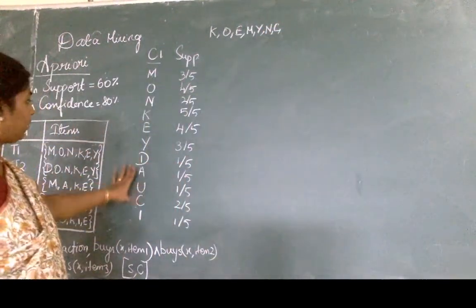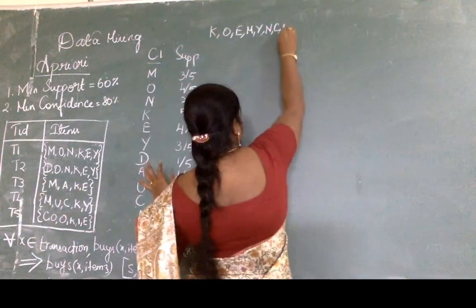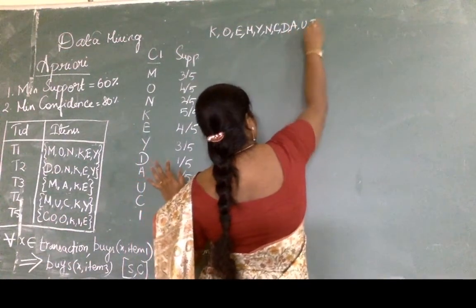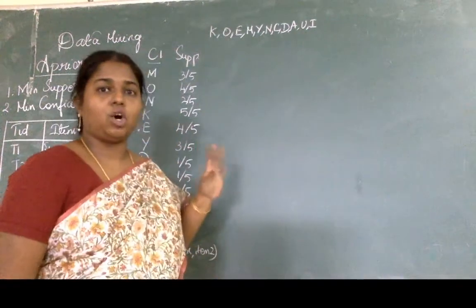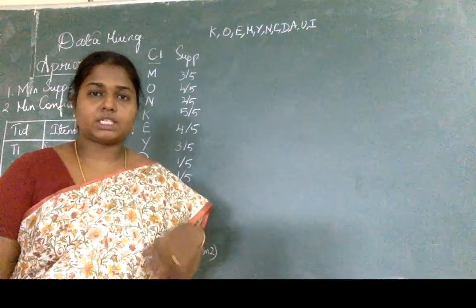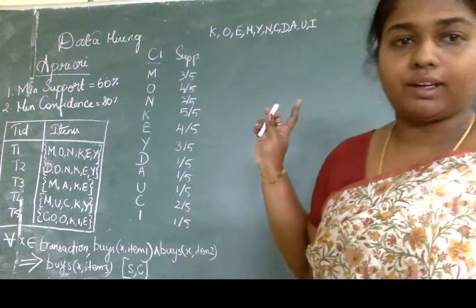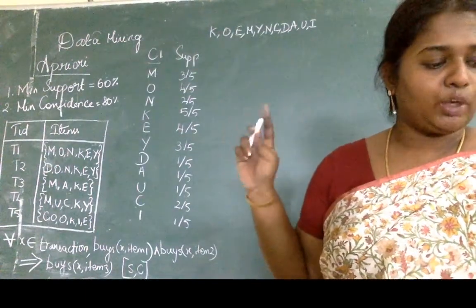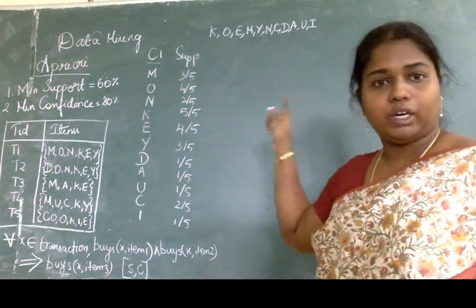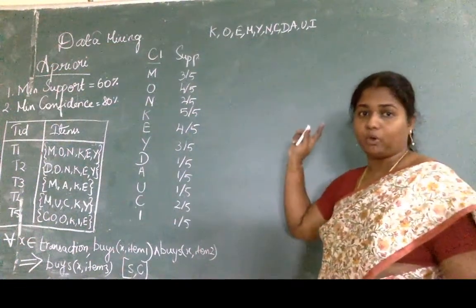Then all the support values of 1, D, A, U, I. So this is the order that I have to maintain in order to process my transactions. For every transaction, I am going to look into that order while I am inserting these items inside the tree structure. So my insertion will happen according to the order that I have listed above. It is based on the support value.